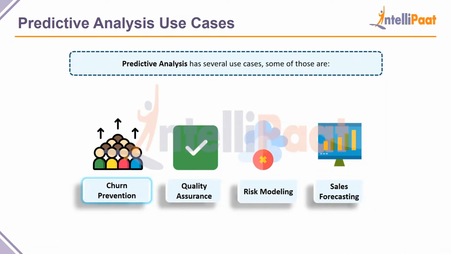So based on customer usage, you can figure out whether or not the customer is deviating away from your service, and using that you can offer up new services. You can ask them what could be improved. You could even offer them offers that would help entice them and keep them in the service for a longer period of time. Then comes quality assurance.